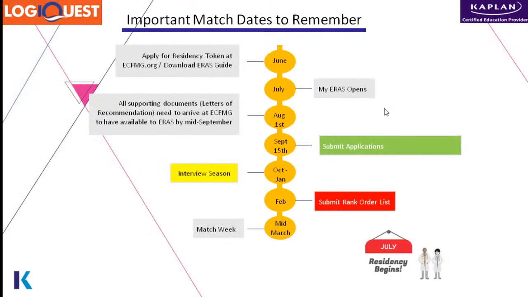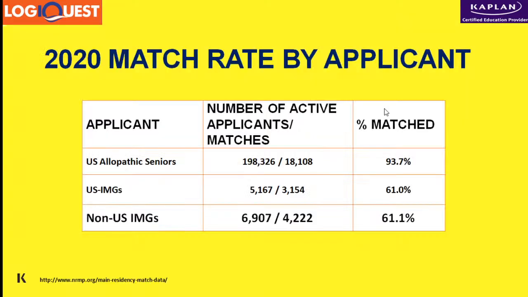Now, this is exactly what we have discussed so far. Month-wise calendar, I request you to take a screenshot of this particular slide, which talks about which month, what you're exactly supposed to do. June is when you take the tokens, August, September is when you start submitting your applications, October to January is your interview season, February is when you submit your ranks for the universities, mid-March is when the results are out, and July is when the residency begins.